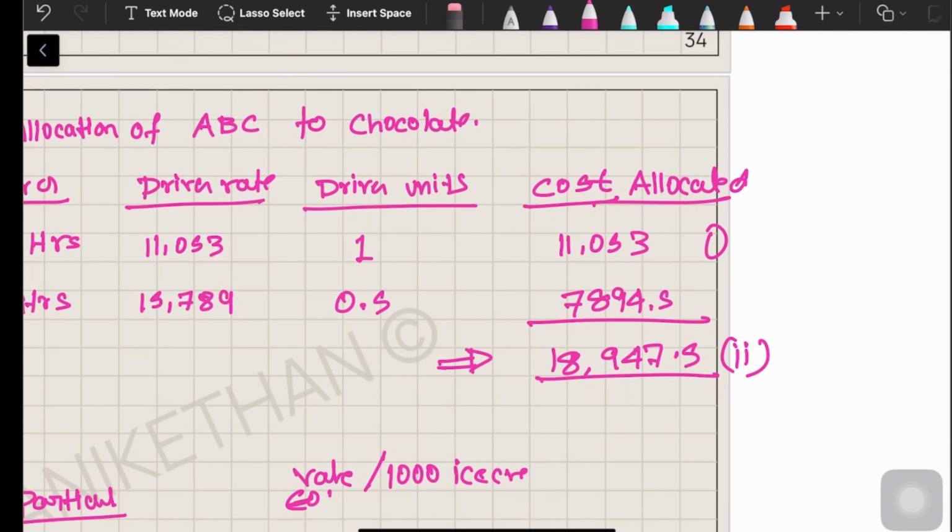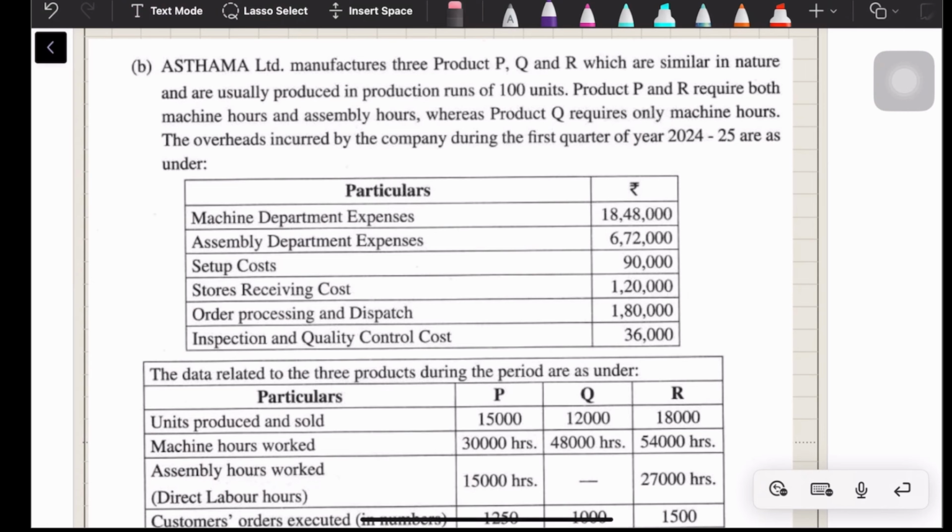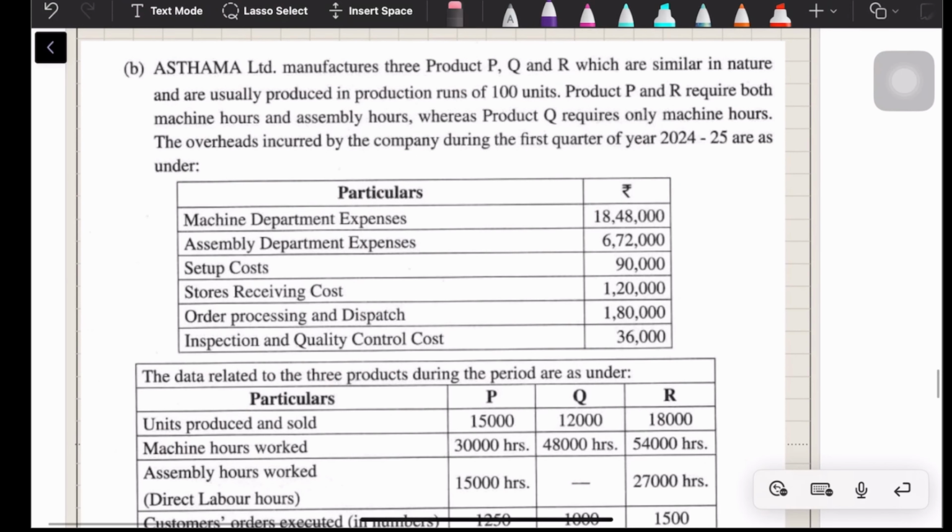Let's now move on to another previous year question. Hope this was understood. Now let's look at the December 24 question paper on activity based costing.